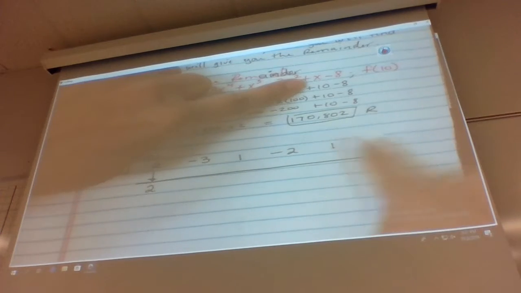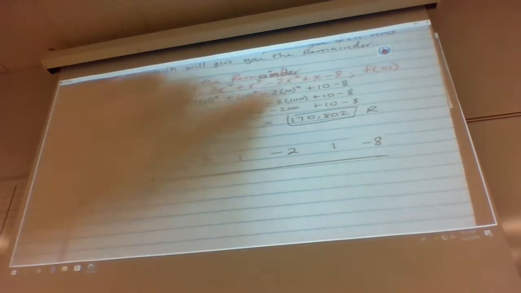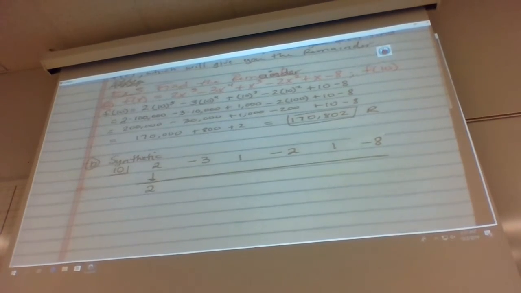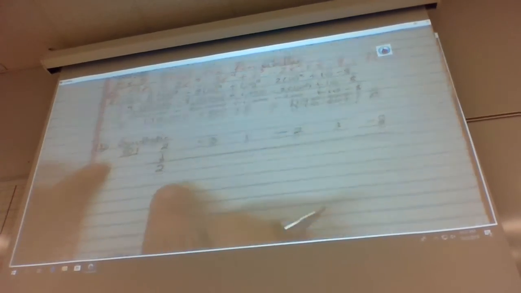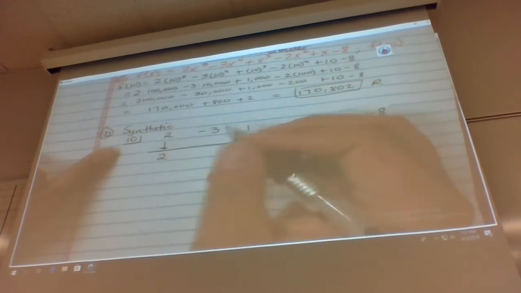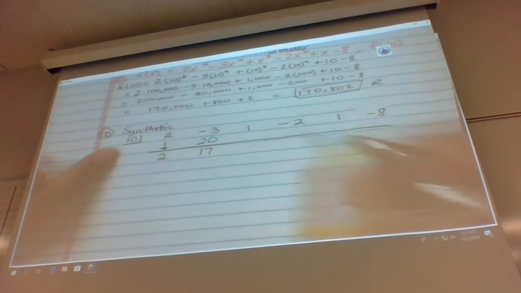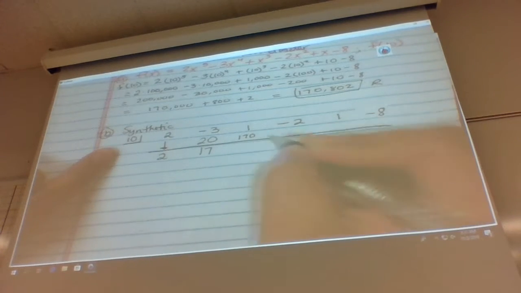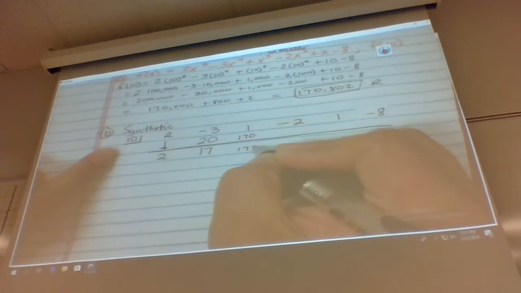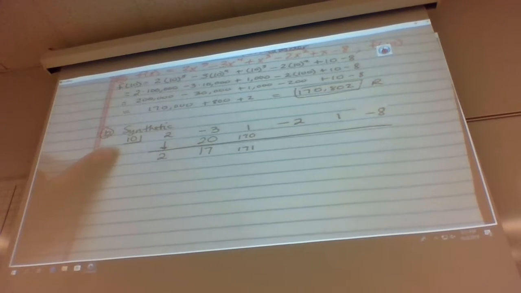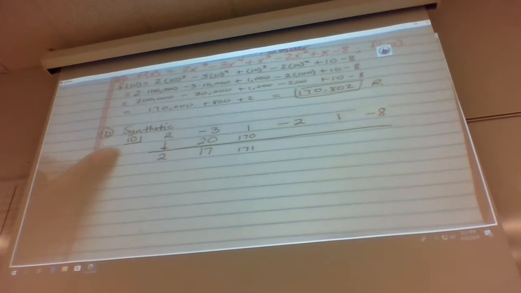10 times 2 is 20. This becomes 17. 17 times 10, 170. This becomes 171. All you do when you multiply times 10 is add a 0. So don't make it harder. Some of you drown in this much water, guys. Don't do it. Swim. So 10 times this is 1710.